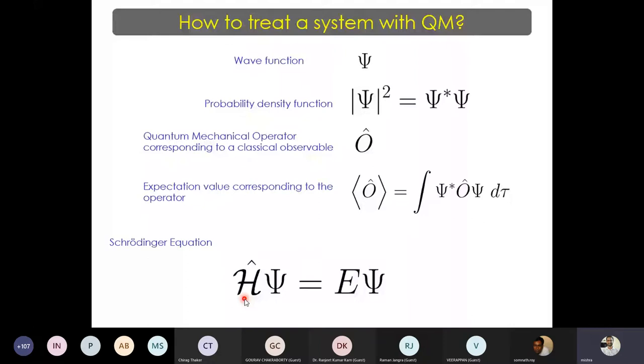So this equation goes by the name of Schrödinger equation. And the entire quantum mechanics, or the part of quantum mechanics that we are interested in this talk, will be dealing with the solution of this Schrödinger wave equation. Now, before we start thinking how to solve this, let us look at this. What do I have in this Hamiltonian operator for a molecular system?